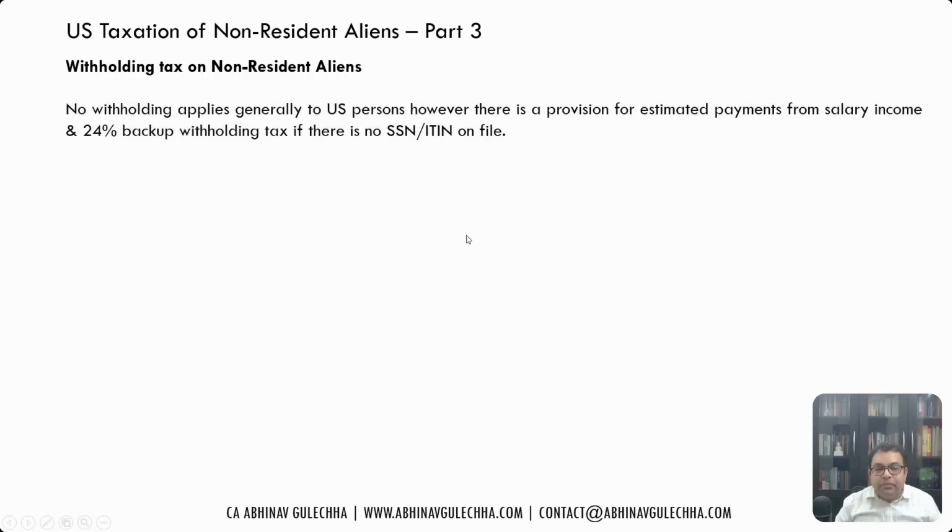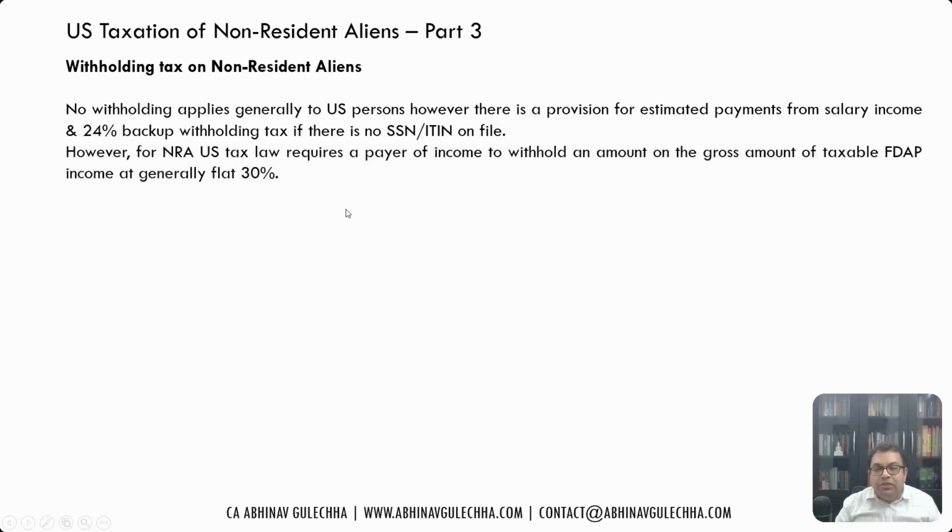Right. So, when you talk about US persons, which are US residents, US citizens, green card holders, there is no withholding that generally applies. However, there is a provision for estimated payments, like we have TDS from salary income. Similarly, for US residents, there is a provision for estimated payments from salary income. And there is also a provision of 24% backup withholding tax if the person is a US person and there is no ITIN or SSN on file. So the payer of the income in US has to deduct a 24% backup withholding tax and deposit it with the IRS, right?